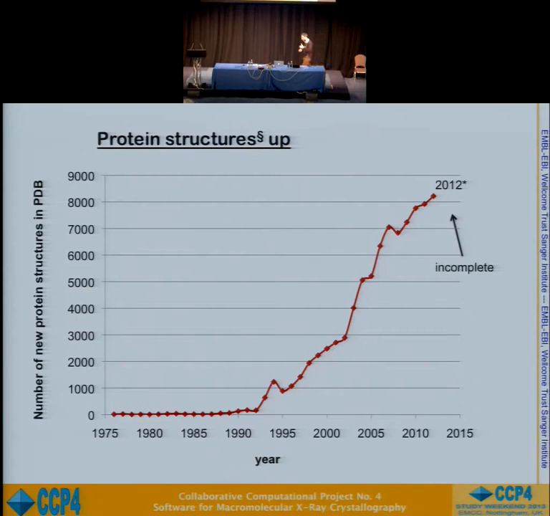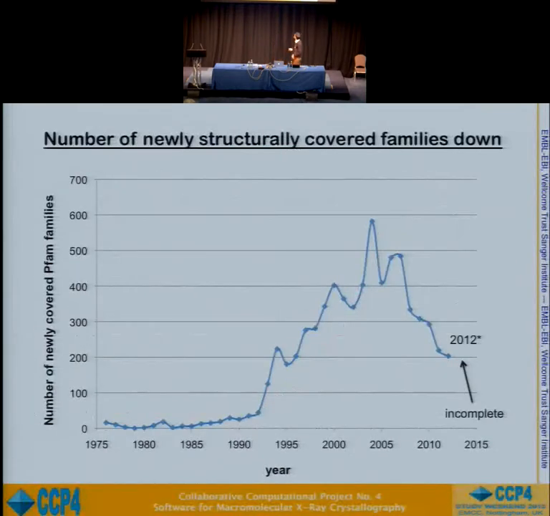So the hope is that maybe we are getting better and better in covering new PFAM families, so regions of UniProt that are not homologous to previous structures. What we see is that it's not really the case.